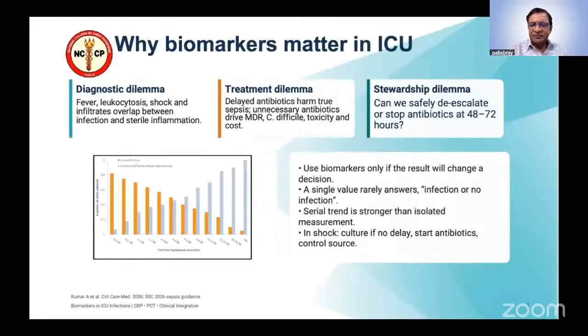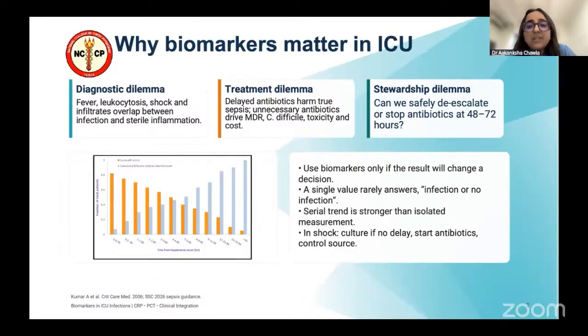When you have a patient in the ICU who presents with fever, leukocytosis, shock, and infiltrates, there is sometimes a diagnostic dilemma, not in all patients, whether it is an infection or a sterile inflammation. Similarly, when you have a patient with sepsis and you delay the initiation of antibiotics, you're causing more harm. Unnecessary initiation of antibiotics again can drive up your MDR prevalence, C difficile, toxicity, and of course increase the costs. So there is a treatment dilemma as well.